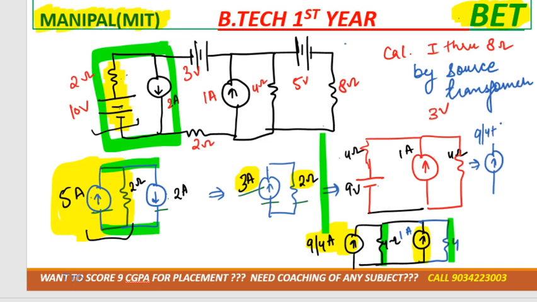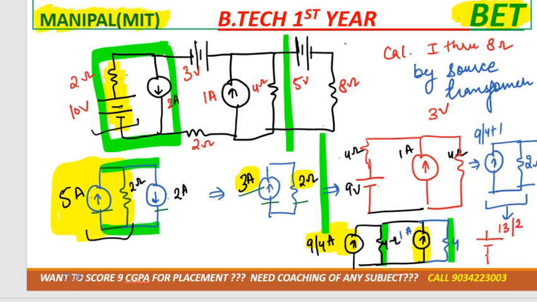I don't know the exact value, but 2 ohm resistance and 4 ohm will resolve into 2 ohm, right? So basically we have solved it up to here. Again we can convert it into the voltage source, right? If we convert it into the voltage source, then we'll get the value as 13 by 2 and 2 ohm, and with a battery of 5 volt and 8 ohm.